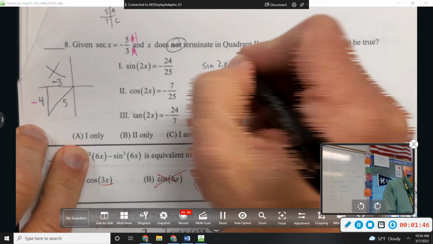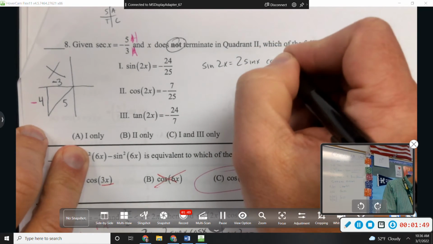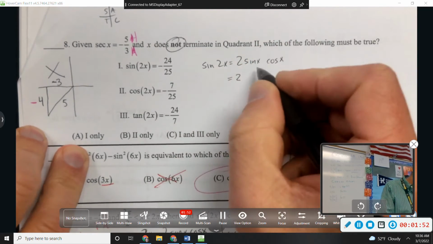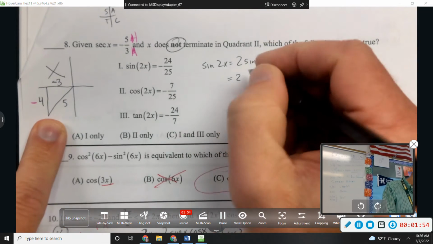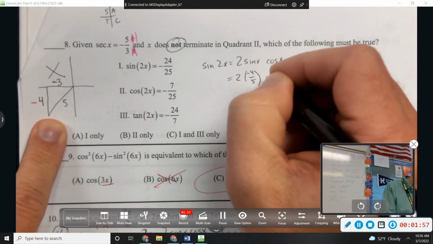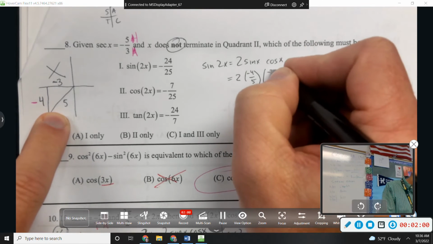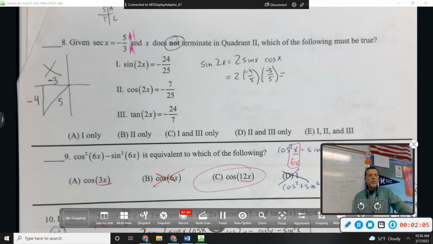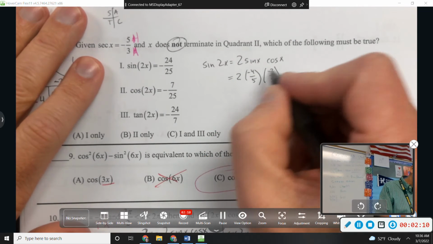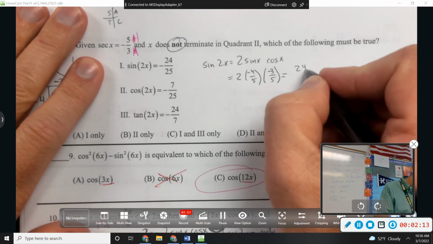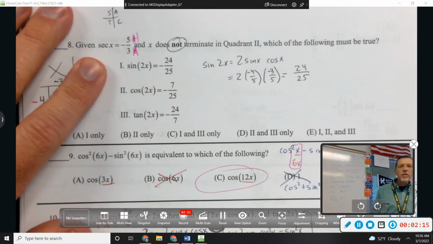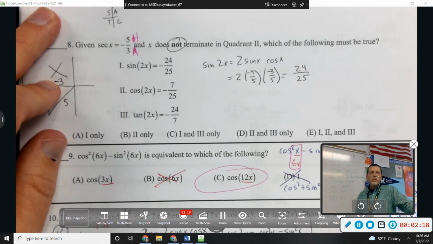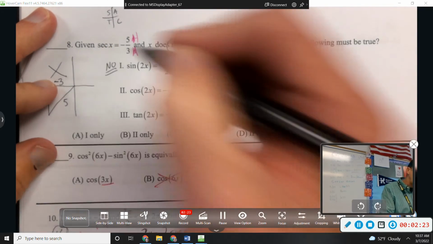All right. Sine of 2x is 2 sine x cosine x. The sine of the angle is opposite over hypotenuse. Cosine of the angle is adjacent over hypotenuse. And then do we know how to multiply fractions? I hope so. Multiply across. 2 times 4 is 8, times 3 is 24. 5 times 5 is 25. But that says negative, so number 1 is a no, not true.